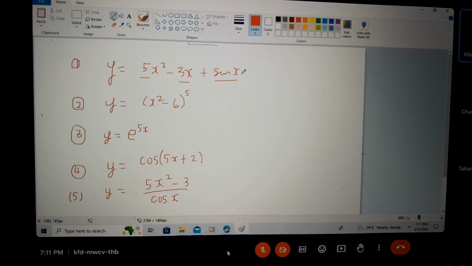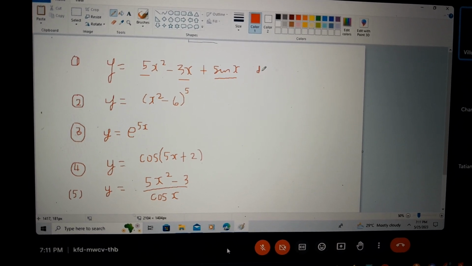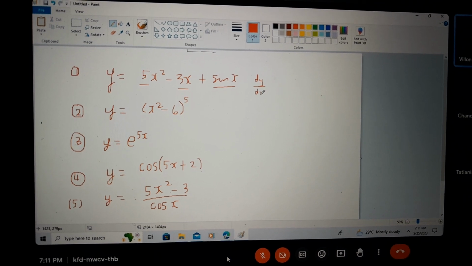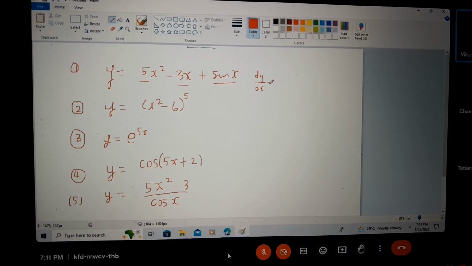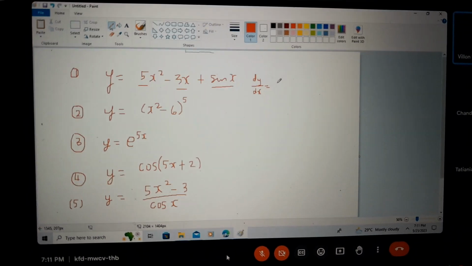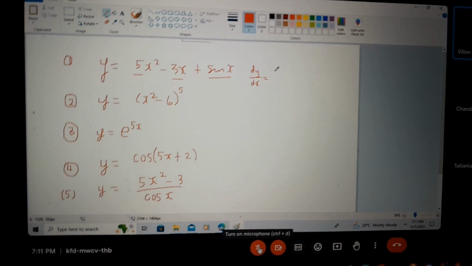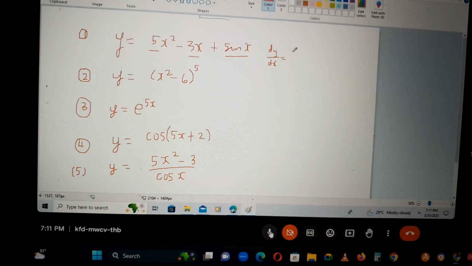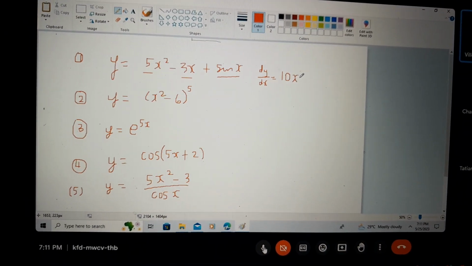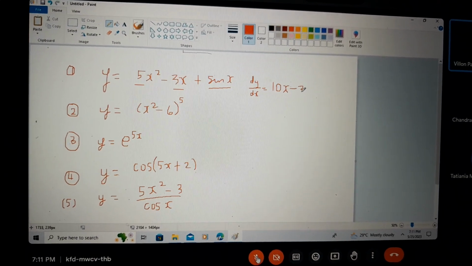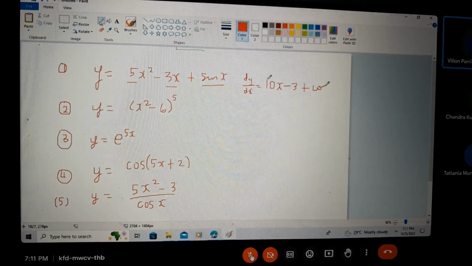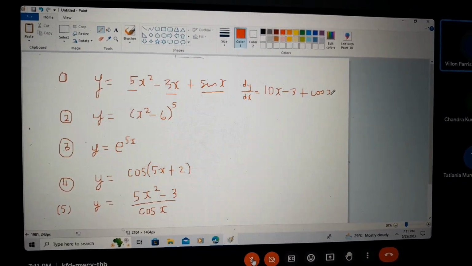So I'm just going to go through it just for some practice. The derivative here, dy/dx, would be: when you differentiate 5x squared, what will we get? 10x. Yeah, 10x. You differentiate 3x, we get 3. Differentiate sine x, we get cos x. So there was no need for a u substitution.